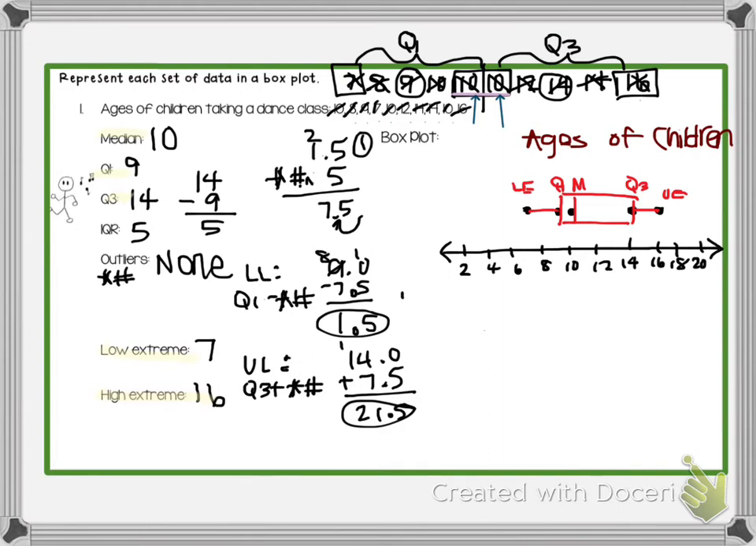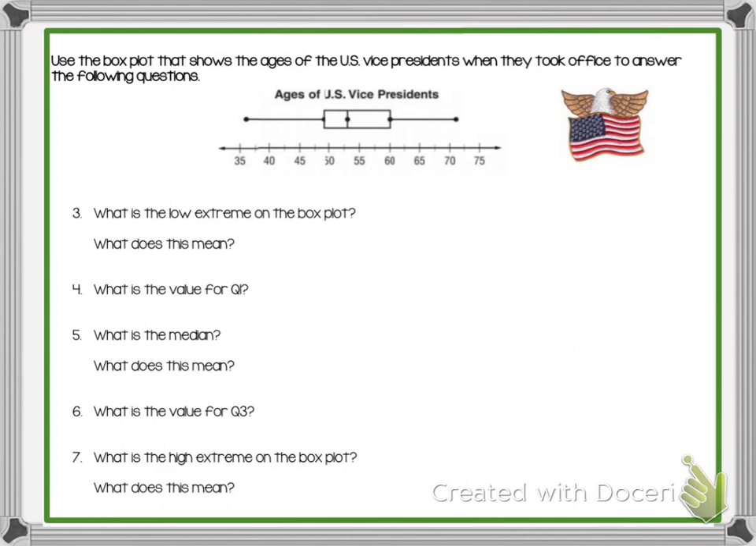All right, so now you need to complete number 2 and use number 1 as a reference. And then we have the back. So turn over to the back. It says, use the box plot that shows the ages of the U.S. Vice President when they took office to answer the following questions. So what is the low extreme? You can answer this one on your own.